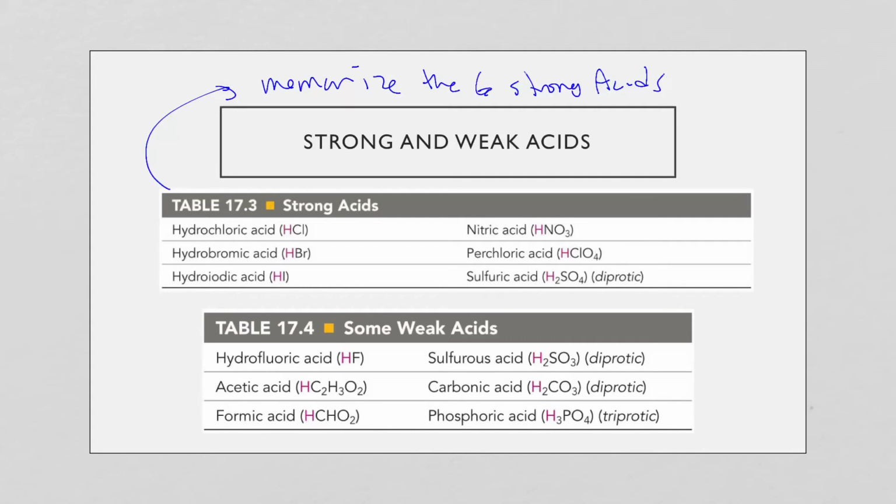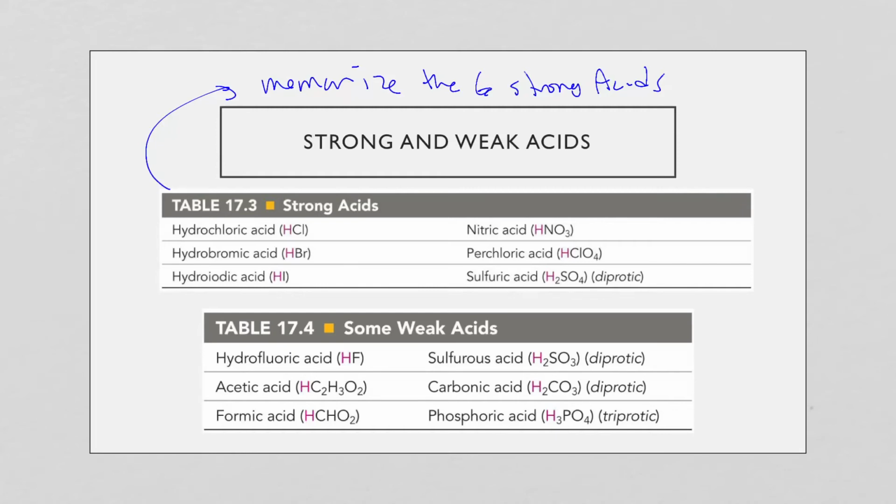So we have 3 binary acids, what we call the halo acids: HCl, HBr, HI, all of them except for HF, which is a weak acid, as we saw in the previous slide. We have 3 oxyacids: 2 that we've talked about, nitric acid and sulfuric acid, and then another one called perchloric acid, which has the perchlorate ion in it. So 6 strong acids.